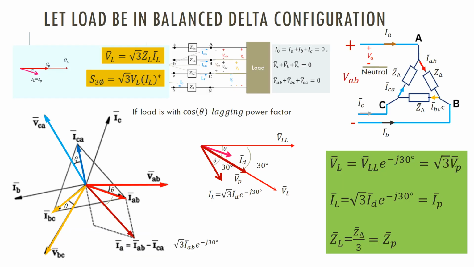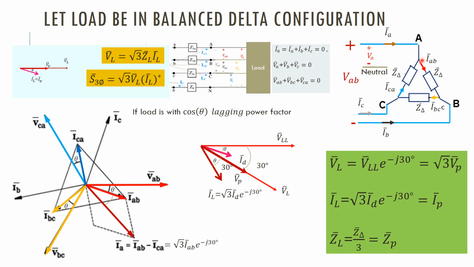Let's move to the next slide, that is, let the load be in balanced delta configuration. So in that case, you know that VAB, VBC, VCA will be in this way. Those VAB, VBC and VCA are the phase voltages, the line to line voltages.